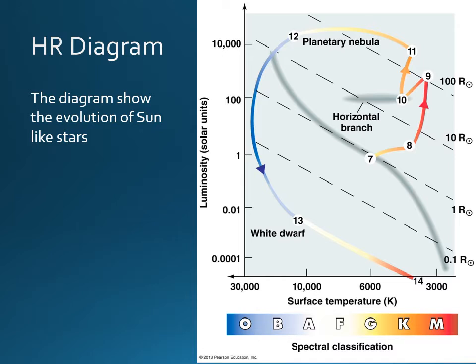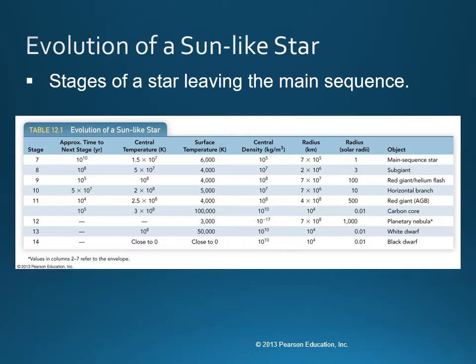In summary, a low mass star makes a predictable, circuitous journey on the HR diagram as it dies. It becomes a red giant, then an AGB star, then a planetary nebula, and finally a white dwarf. The path, the numbers 7 to 14, shows the evolution of a star like the sun. This table shows the amounts of time the star spends in each step and how big, luminous, massive, and hot it is.